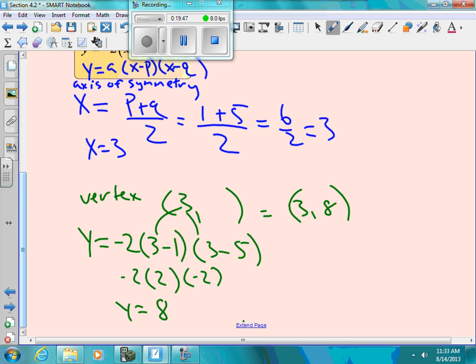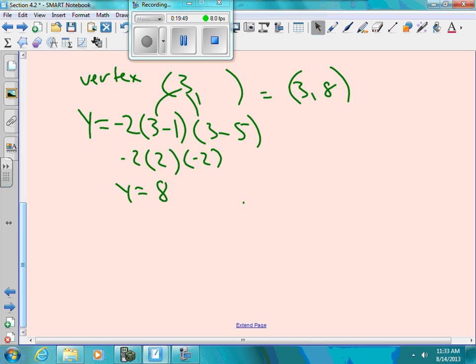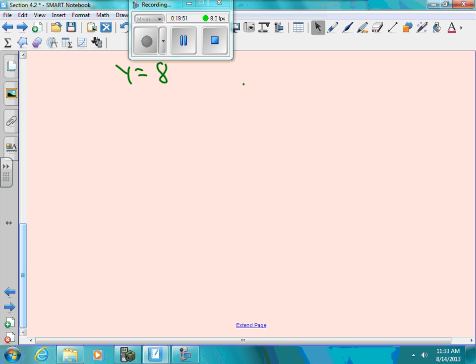So we can plot these points. I'll show you the cool thing about intercept form here. Once we get our axis of symmetry and vertex, which we have, let's see, I'm going to have to just go a little bit higher, I think.